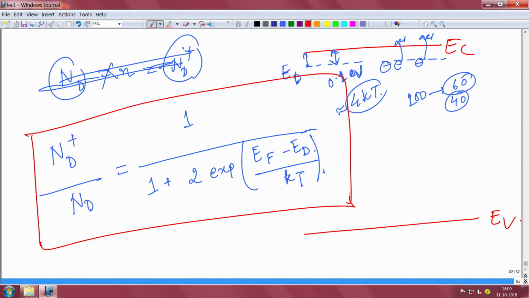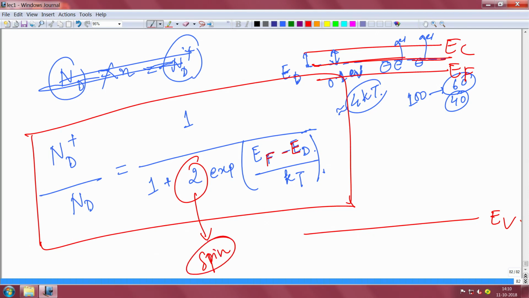Okay. So, the fraction of ionized donors will depend as 1 by 1 plus 2 into exponential of EF minus ED. This is actually a Fermi-Dirac distribution only. See, EF, the Fermi level, comes into the picture, minus ED, the donor level here. The Fermi level will be somewhere here, no? So, Fermi level minus donor level, divided by kT. Okay. And this factor 2 comes because of spin. There are 2 states, there is a spin. So, the factor 2 comes there.